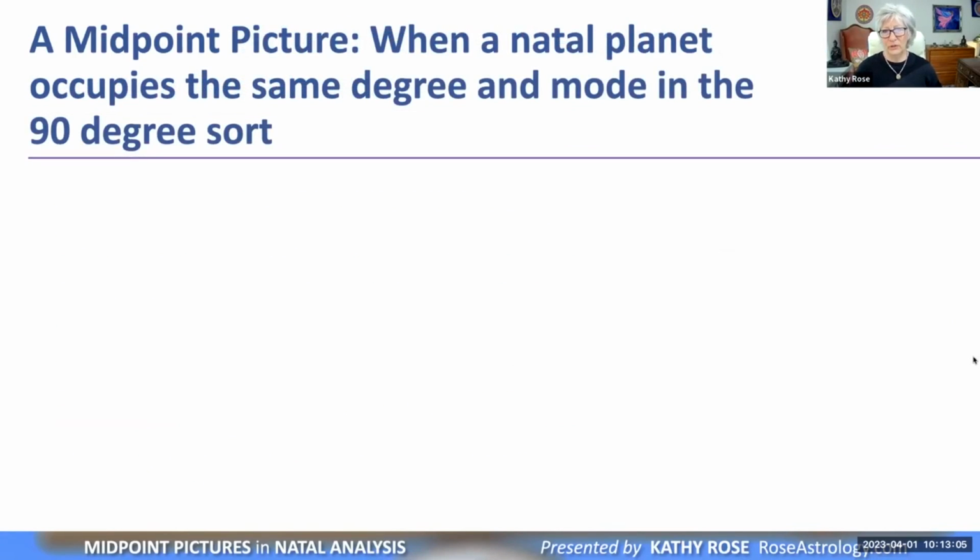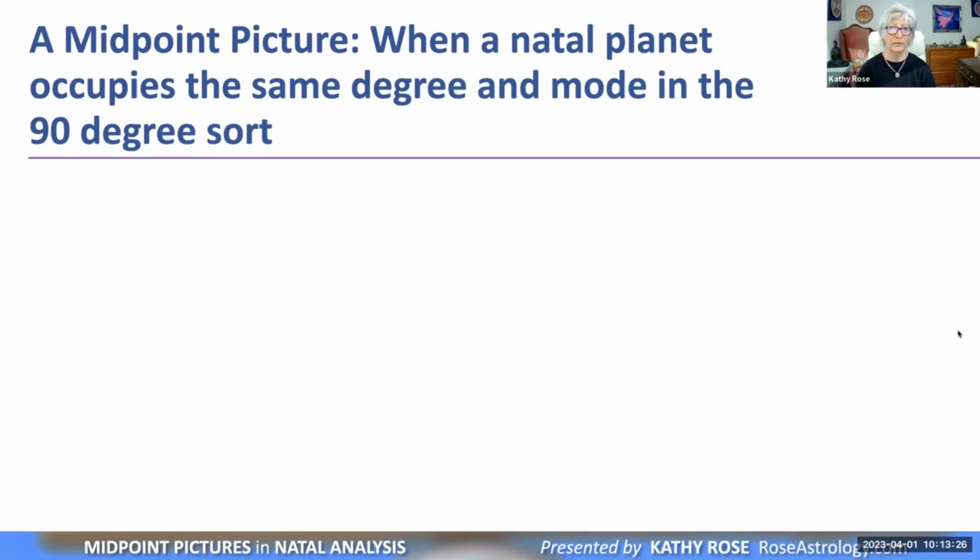A midpoint picture is when there is a natal planet occupying the same degree and mode in the 90-degree sort. And it's going to take me a few slides before I show you the 90-degree midpoint sort. Hang in there. I need to cover some basics first. But midpoint pictures are amazing.